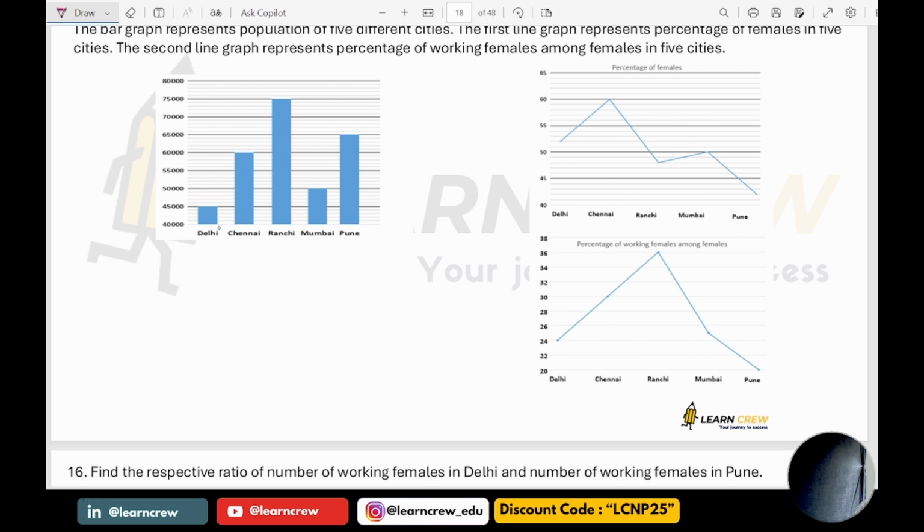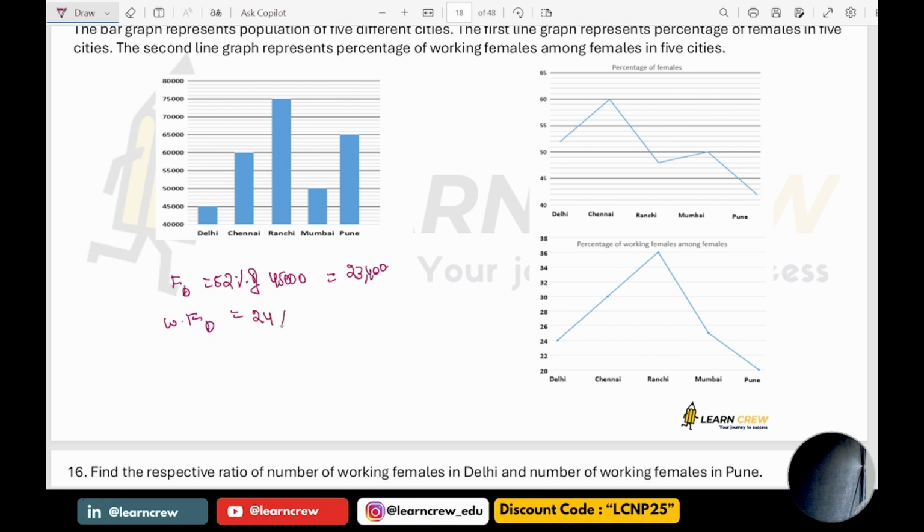So the number of females in Delhi. In Delhi, if you see, 45,000 is the first. See here what is given. The first one represents population, 45,000. So females in Delhi is how much? 52% of 45,000, which is equal to 50% plus 2%, which is 23,400. And the number of working females in Delhi, which is how much?